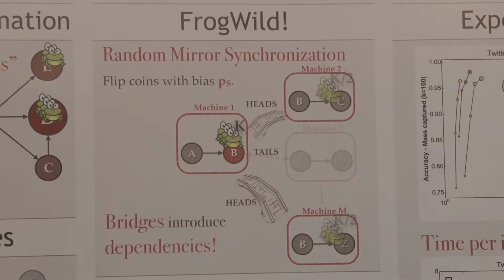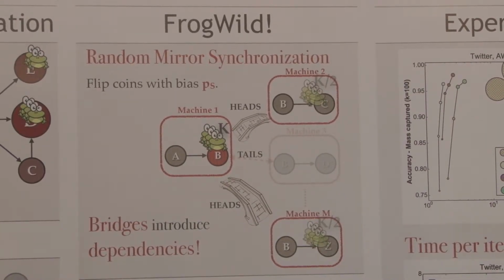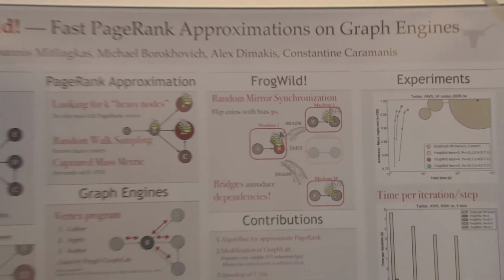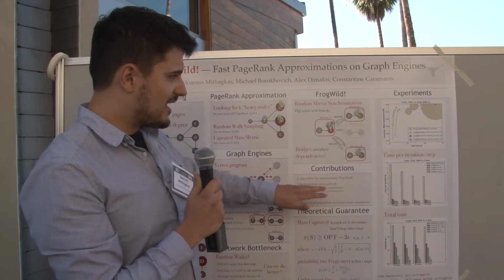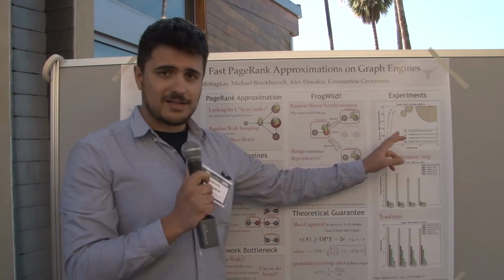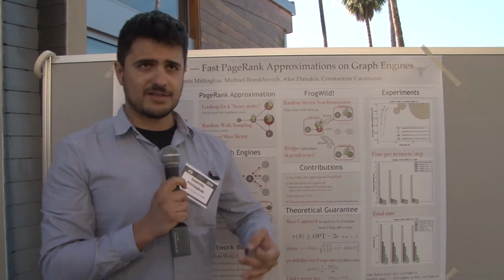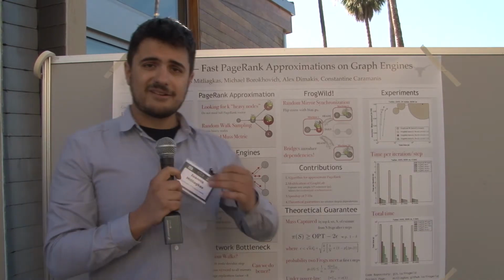That introduces dependencies between the random walks. And presumably I've broken the whole thing. We're not sure of its correctness at this point. But what we saw eventually, both in theory and in practice, is that we get almost the correct answer. We get a very good approximation, and we do it very fast.